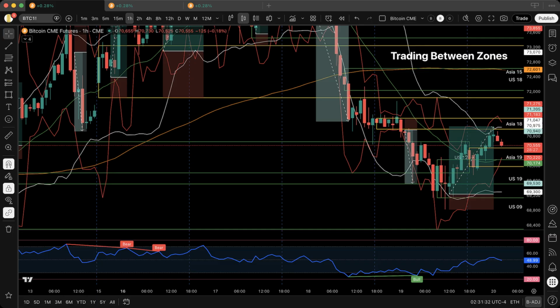Second condition. Price fails again at the upper boundary and returns lower. If that happens, compression remains active, and the range continues. In that case, execution remains boundary-based. Now there is a third possibility. Price breaks below the lower boundary near the March 9th U.S. session mid-region and holds. If that occurs, then the entire structure shifts lower, and the previous range becomes overhead resistance.